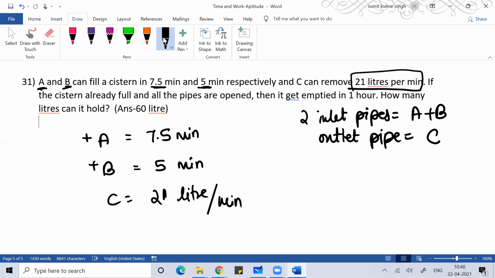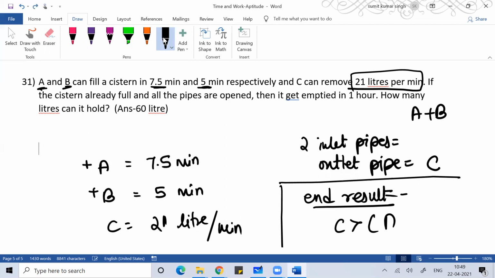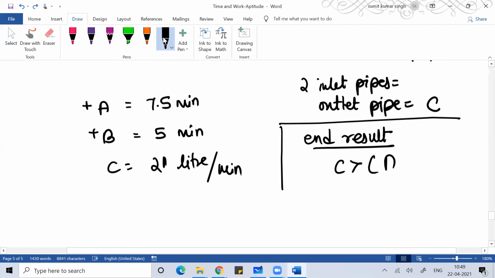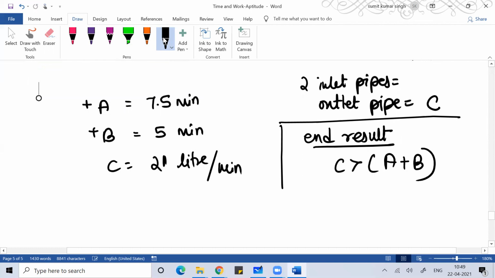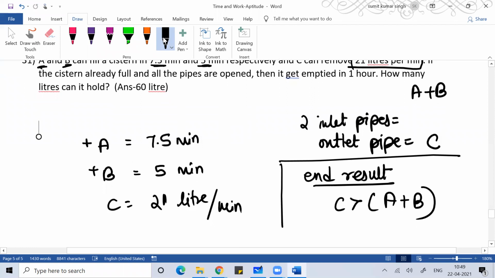So if the system is already filled and all the pipes are open, then it gets emptied in 1 hour. So again, you can understand that here C is dominating. The end result is that C is dominating over A and B. In the previous problem also we saw that the outlet pipe was dominating over the inlet pipe. So the question is: how many liters of water can the tank hold?